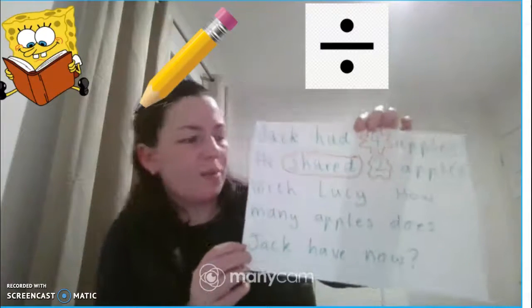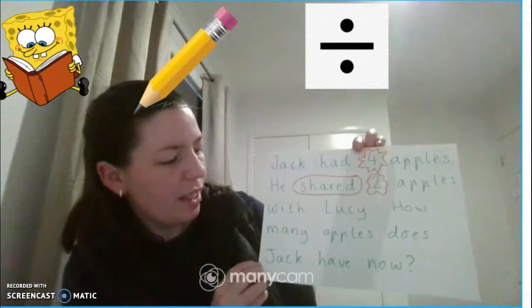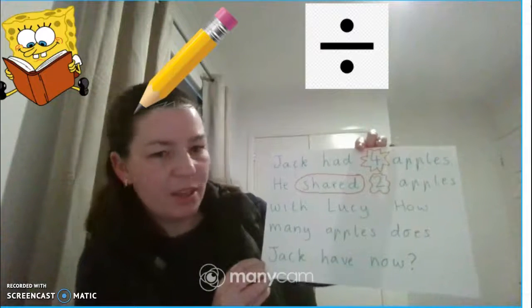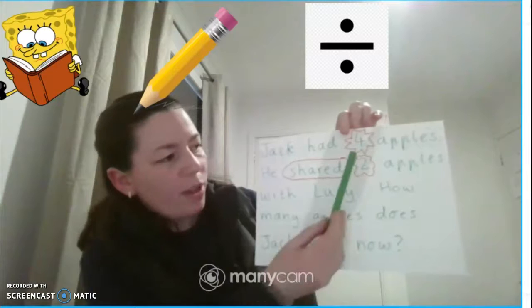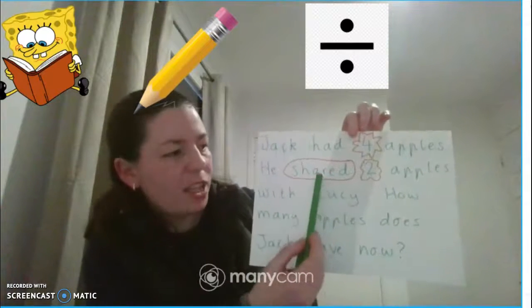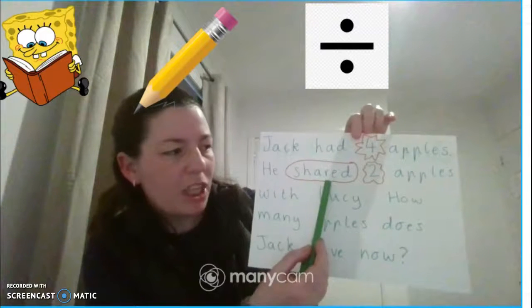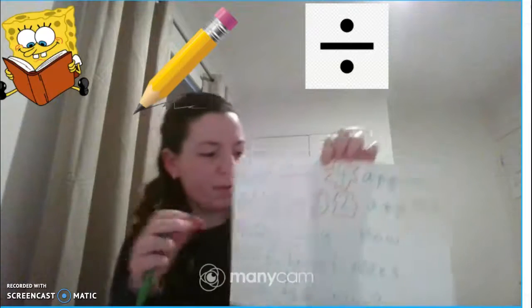So for example, I've written a worded problem here. It says Jack had 4 apples. He shared 2 apples with Lucy. How many apples does Jack have now? So you can see that I've circled my key numbers and my key words. So 4, 2, and this word shared. That gives me a clue that it's division because we're sharing. So it's 4 apples shared between 2.